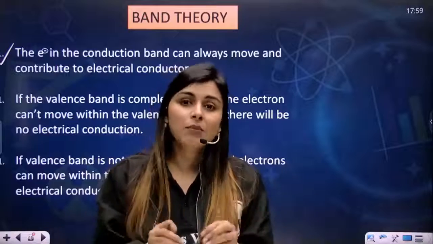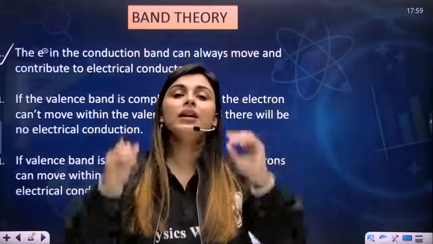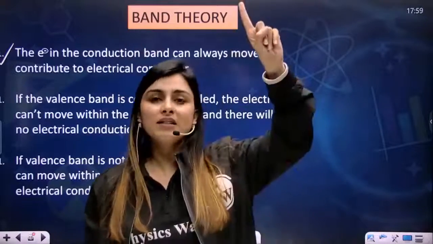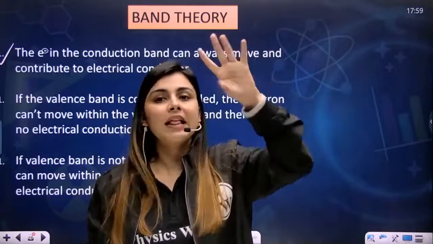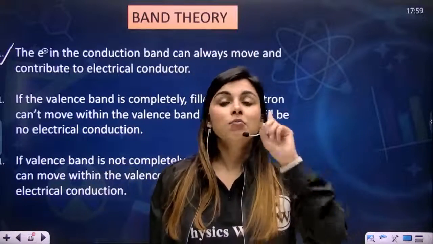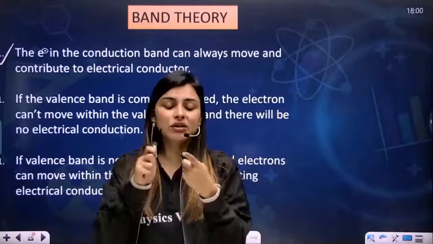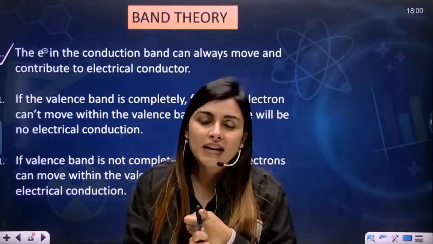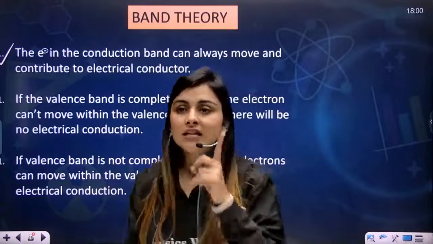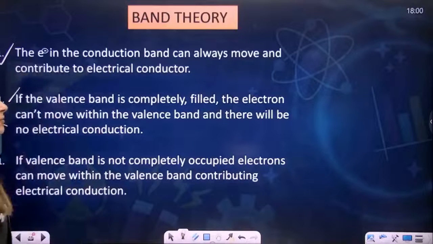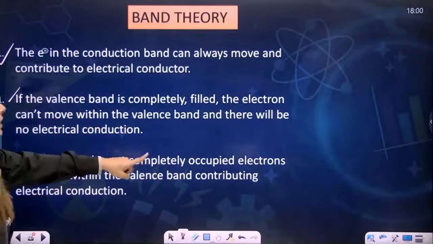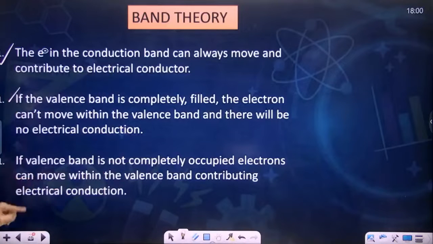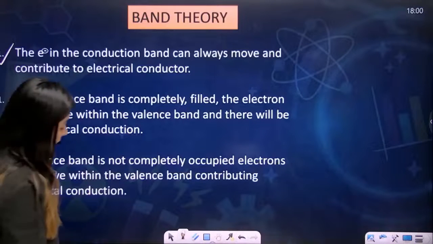But if they get some amount of energy so that they can go to the conduction band, now the conduction band is empty and electrons can freely move, then they will conduct electricity. So the most important thing is you need free electrons and you need a free band. This is the second point, if you want to write, please write it down. If the valence band is not completely occupied, electrons can move within the valence band, contributing to electrical conductance.